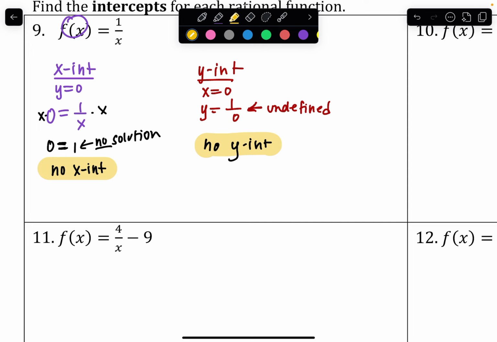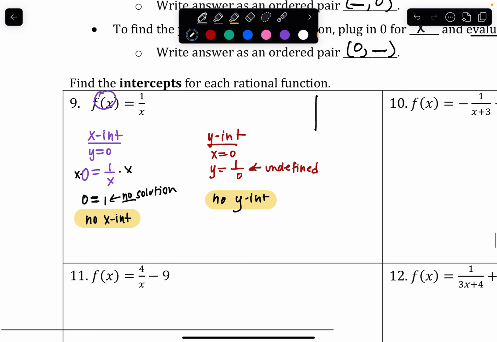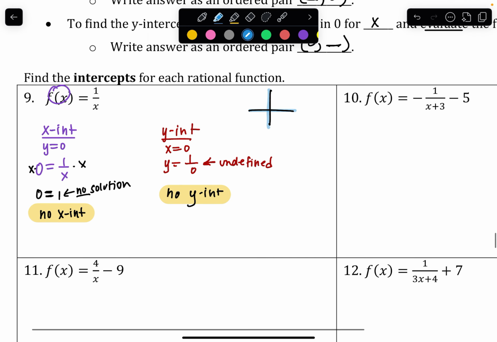Okay, and of course that makes sense as well because we have a vertical asymptote at x equals 0. This is our parent function, and so both of the axes have an asymptote. And so there's no way to have an x and y intercept when our function avoids both axes.